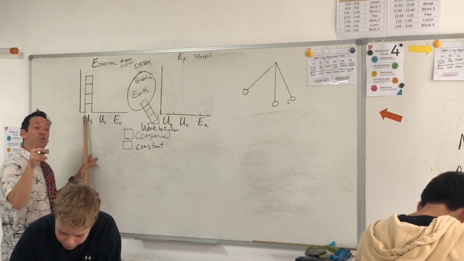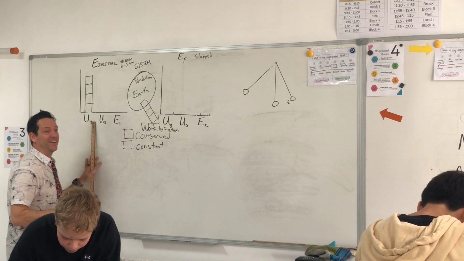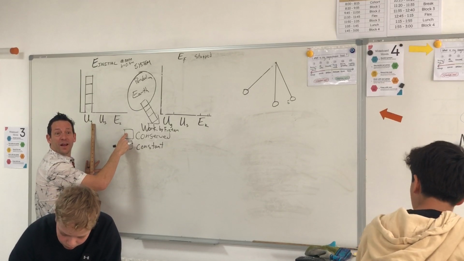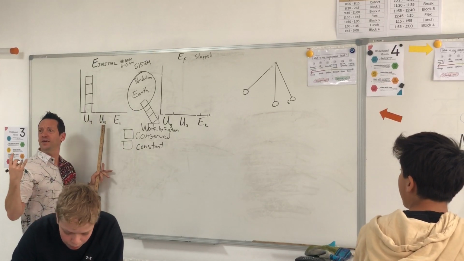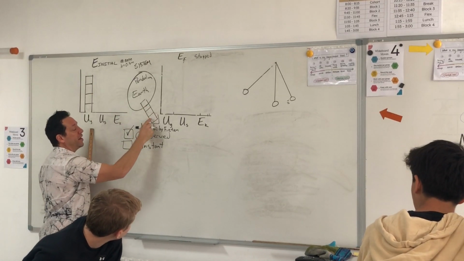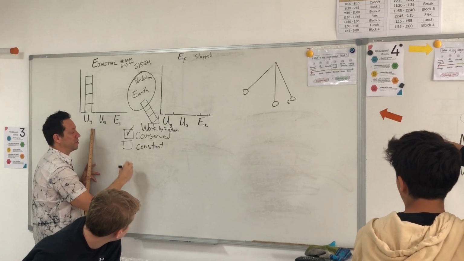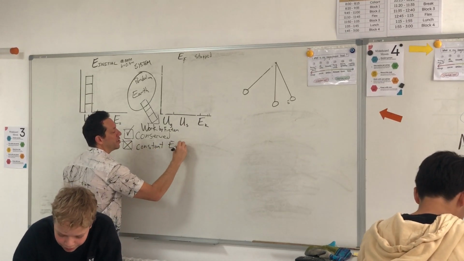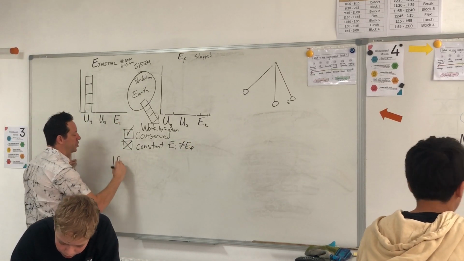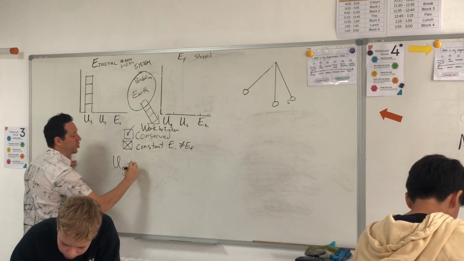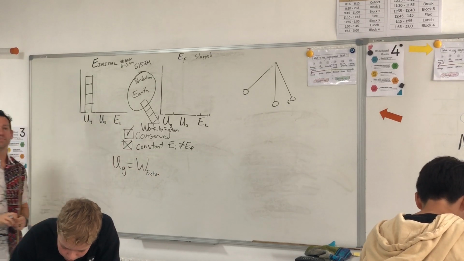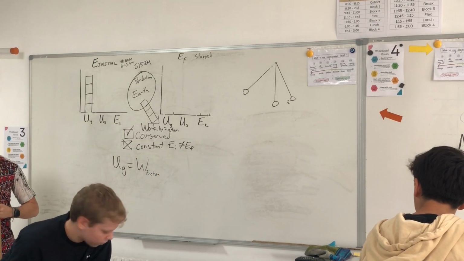Good. I like how you know the word work 2 different ways now. That's awesome. Okay, so is it conserved? Well, yes. There is a law of conservation of energy. It is always conserved. There are 4 bars here. E initial is not equal to E final. So my equation for this one would just look like UG is equal to work done by friction. You can just write WF.